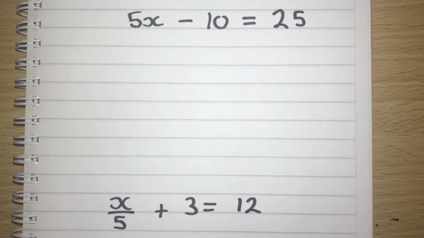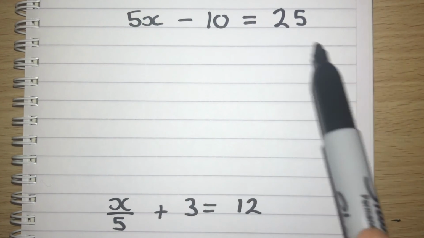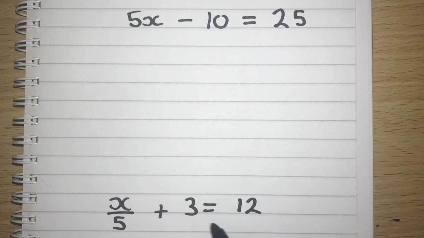Now here's a couple of questions for you to have a go at on your own. So if you just want to pause the video for a moment and have a go at these two. So our first one, 5x minus 10 equals 25. Our second one, x over 5 plus 3 equals 12. Just pause the video for a moment, have a go at these, and then I'll go through them in a moment.